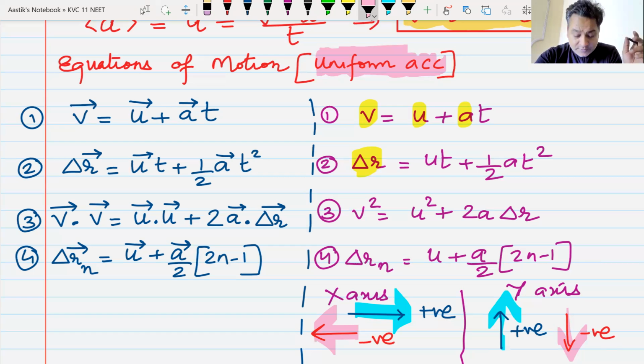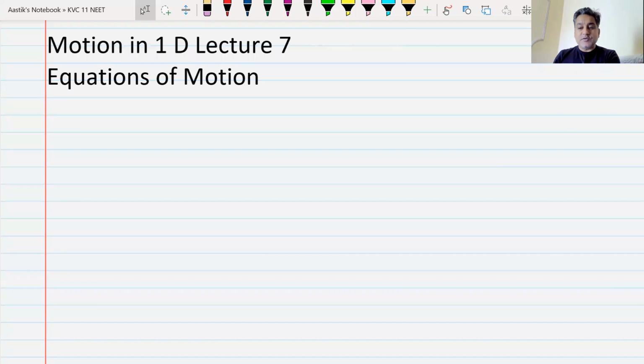Remember, even though I have given you 4 equations, you only need 1 or 2 equations to solve any problem. You just have to see what all things are given in the question. Depending on that, use the correct equation and get your answer. Shall we start with some question and answer, Q&A?